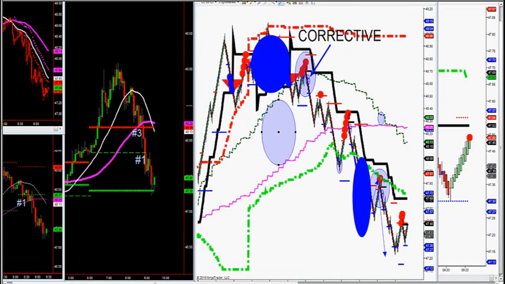Now you trade every market like that. Every market will be the same, right across the board. That's how you trade it.